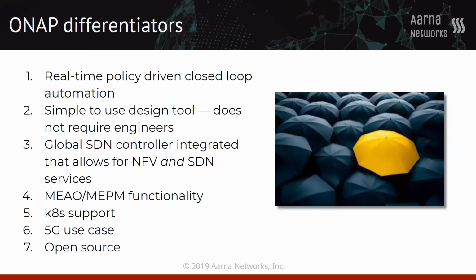All right, next slide. So why is ONAP interesting? What are some of the differentiators? So in my opinion, the single biggest differentiator is the real-time policy-driven closed-loop automation framework. That is extremely powerful, and I believe that differentiates ONAP with respect to all other MANO platforms out there. Second differentiator, it's simple to use. The design tools are very simple, and the whole idea is whatever can be done without requiring engineering should be possible, and that opens up ONAP to a lot more people as opposed to just having programmers who can work on it.